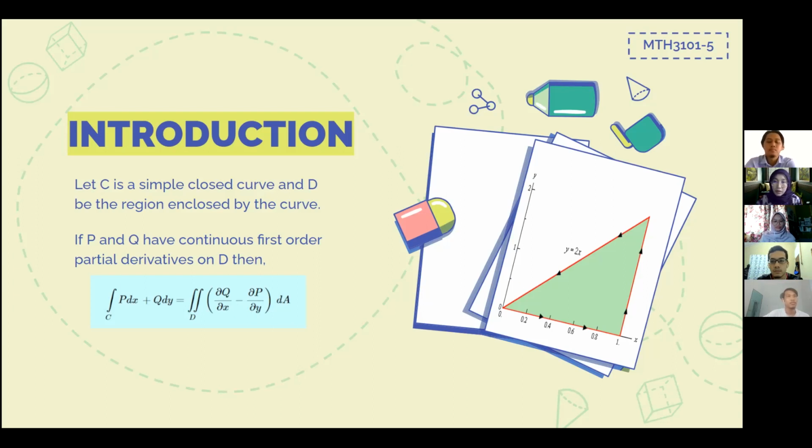As we can see on the graph on the right side, we must determine that the curve is a closed curve, as shown in this graph. It is a closed curve because it starts at point 0 and ends at the same point. And the second property is we need to make sure the curve is in the counterclockwise direction. That's all for the introduction. I will pass it to the next member.